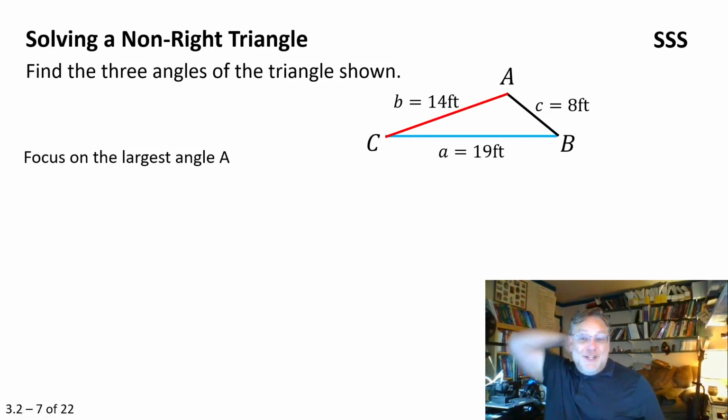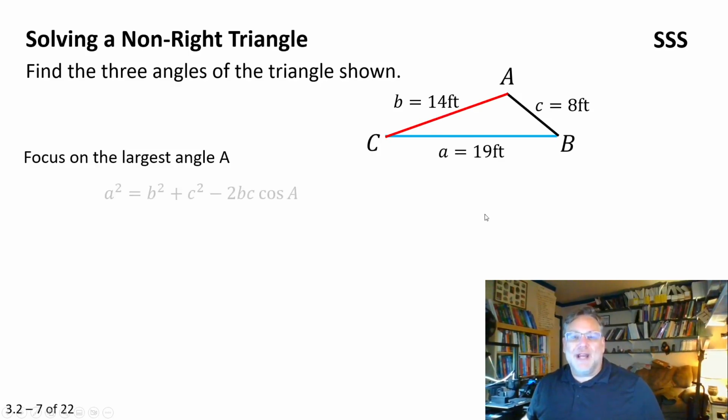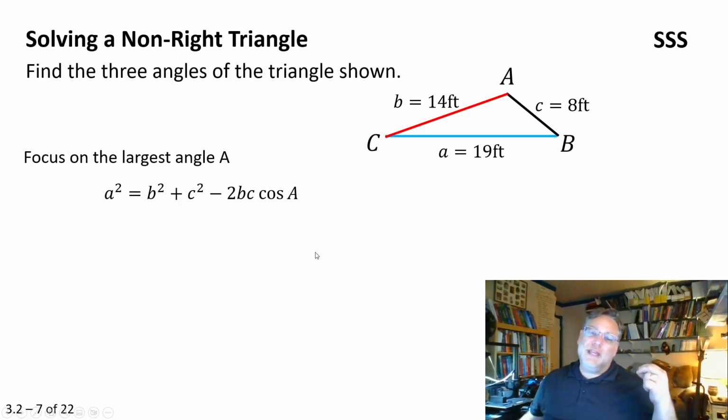Okay, so we can use this now to find the three angles in the triangle shown. Actually, we just need to use it once, because once we have one of those three angles, we can go back to using the law of sines, which is a little bit easier, to find one of the other angles, and then the third angle, we just subtract the other two from 180 and we're there. So let's focus on the largest angle A right here, and let's make use of the version of the law of cosines that involves the cosine of the angle A, since we're trying to find the angle A.